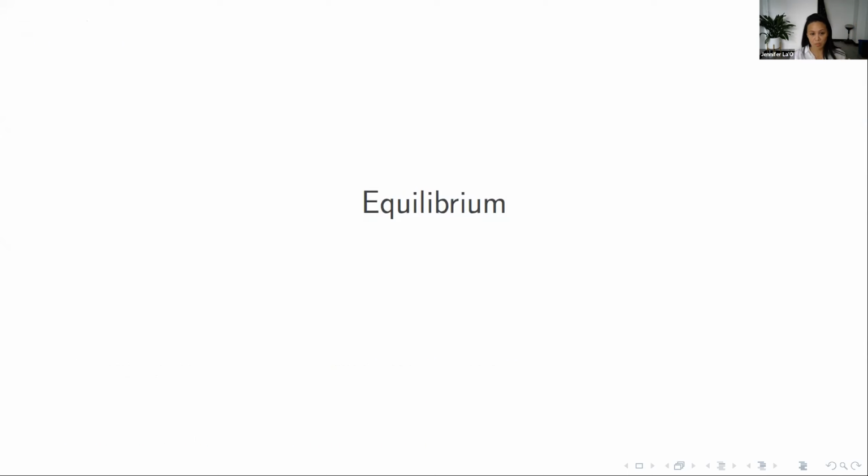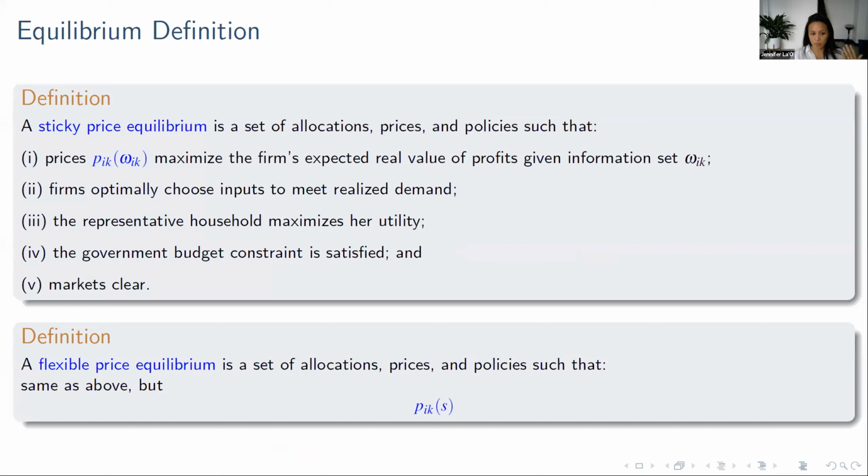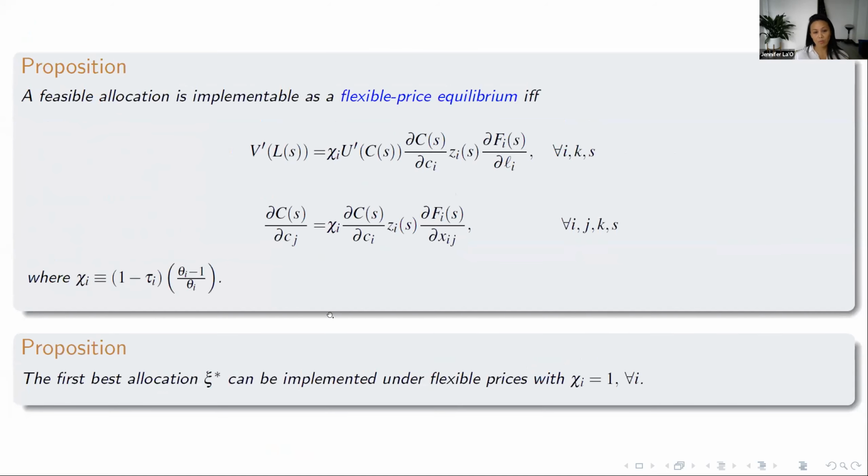Now let's think about equilibrium. So we define a sticky price equilibrium as well as a flexible price equilibrium. A flexible price equilibrium is just the same as a sticky price equilibrium, except that the price can be contingent on the aggregate state. And what do we find? Well, first, let's think about the flexible price equilibrium. So suppose firms know the state perfectly. These are the conditions that characterize a flexible price equilibrium.